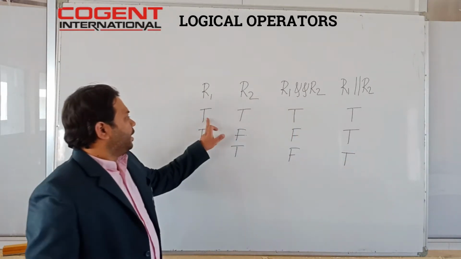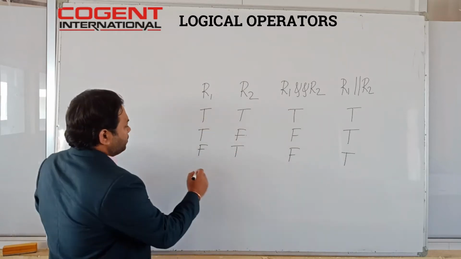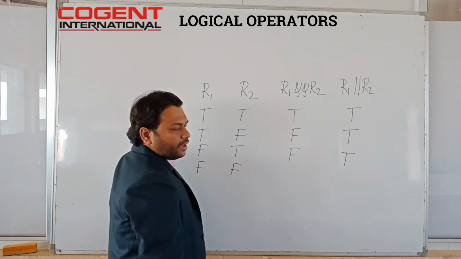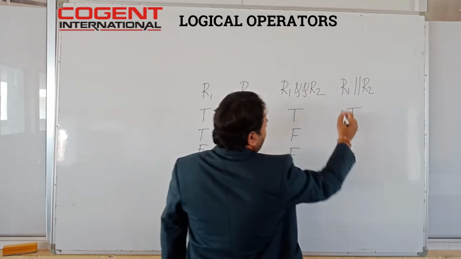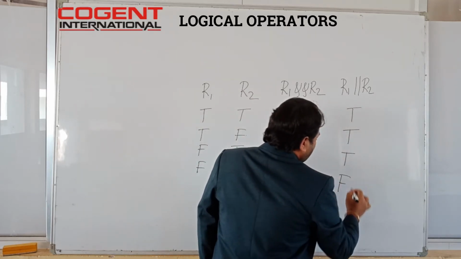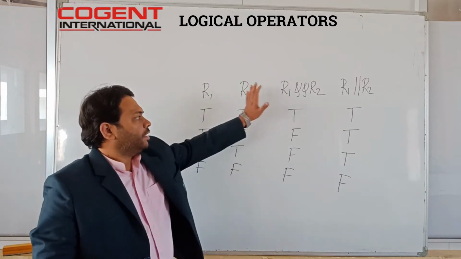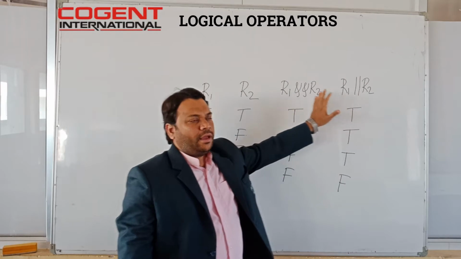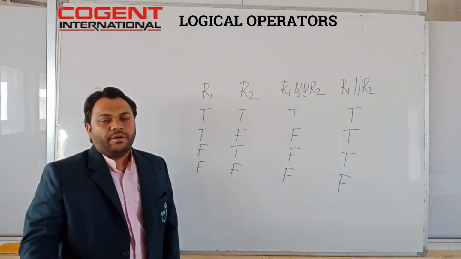So here T indicates true, F indicates false. Suppose R1 and R2 are both false, then the logical AND operation will be false, and the logical OR will also be false here. Getting my point? So this is the operation of logical AND and logical OR when I apply these two inputs R1 and R2. Now negation.